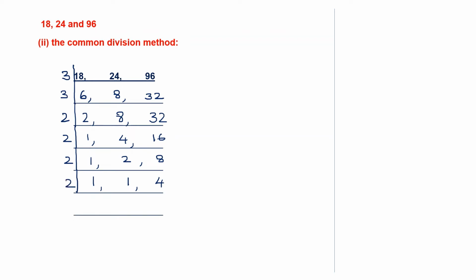So here I have 1, 1 and 2 2s are 4. So again I need to do one more step, 1, 1 and 1. So now I've finished my division. Let me find my LCM. So LCM will be a product of all these numbers. So how many 2's are there? We have 1, 2, 3, 4, 5.